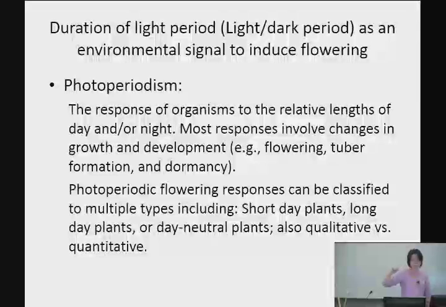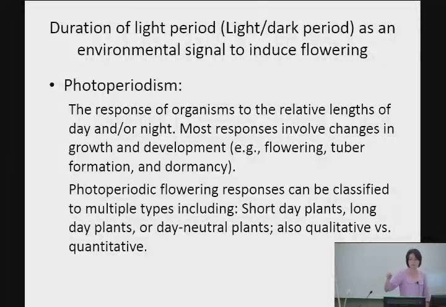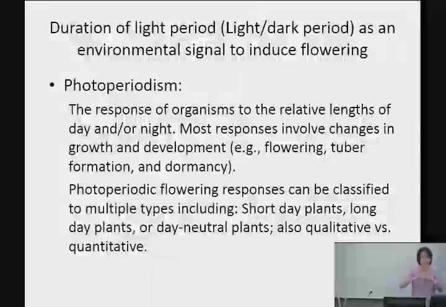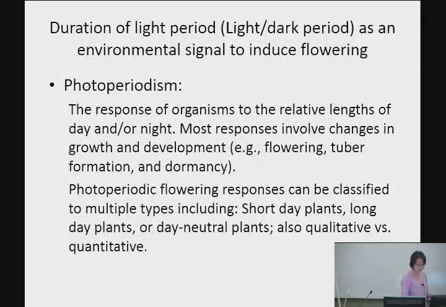But probably you don't know there are two different responses within the same, the short day plants or long day plants. One is qualitative response. The other one is quantitative response. So that's basically what you are learning today. It's really interesting because you understand the response and then you see the application.